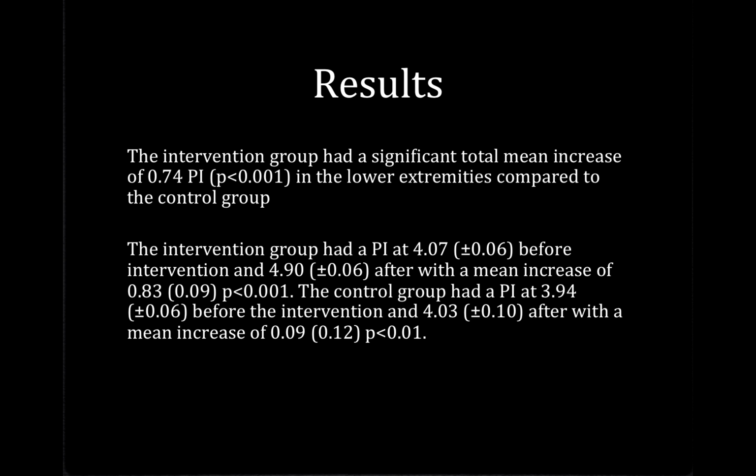The intervention group also had a PI of 4.07 before intervention and 4.90 after intervention, with a mean increase of 0.83. The control group had a perfusion index of 3.94 before intervention and 4.03 after intervention, with a mean increase of 0.09.